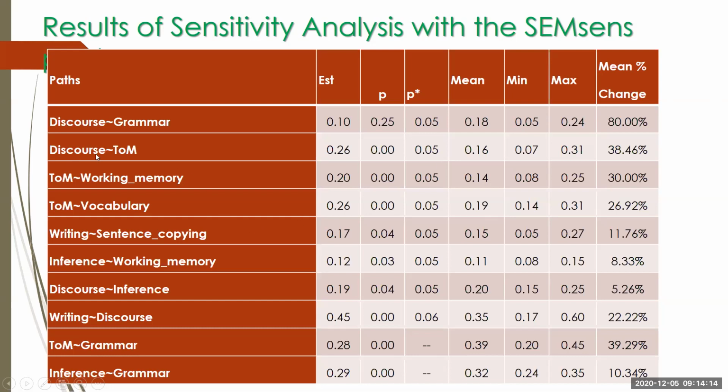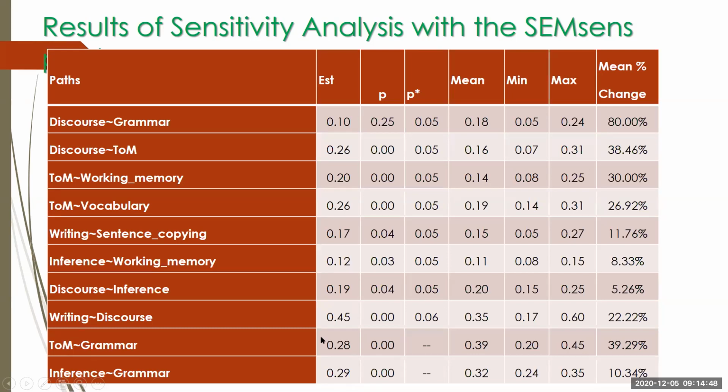Now, the effect of theory of mind on discourse, the original parameter was 0.26. It was statistically significant, but then during the search, it became not significant. And the mean through the search of that parameter was 0.06, which is a lot smaller than 0.26. And it varied quite a bit from 0.07 to 0.31. And the mean change was 38.46. So it's also very sensitive.